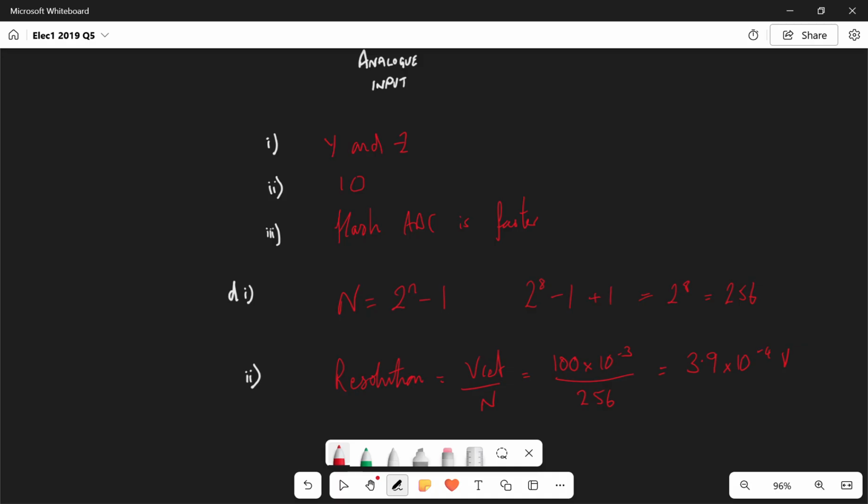The only caveat I would give with that is this only works when all the resistors in the ladder are the same. Okay, if they're not the same, then you need to use the smallest resistor value in order to work out the resolution. Okay, that concludes question 5.